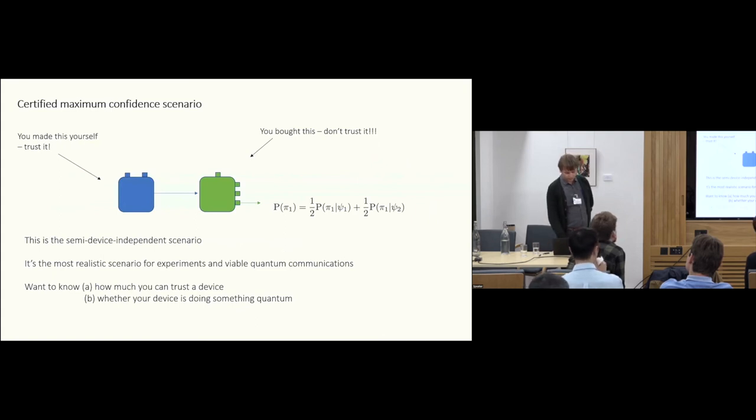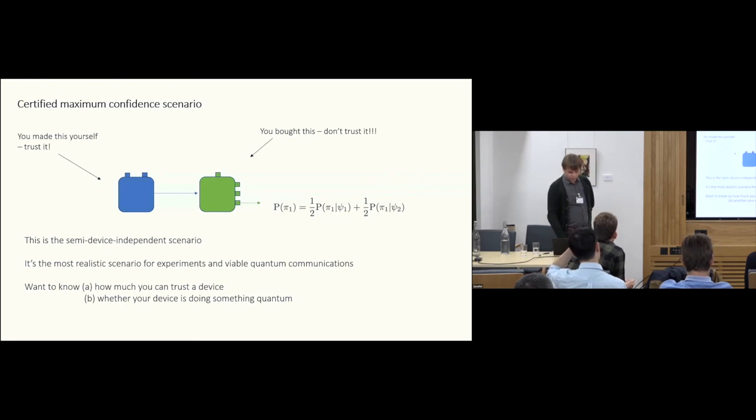What's meant by semi-device independent certification here is that you have some device which you made yourself, which is preparing the state. You trust this, in particular, you trust that it's giving the correct value for the overlap of the states which you wish to prepare. And then you also have your measurement device, which you do not trust. But of course, what you do know is the relative probabilities of various outcomes which come out of this device. So this is considered a more realistic scenario for experiments and quantum communications and so on.